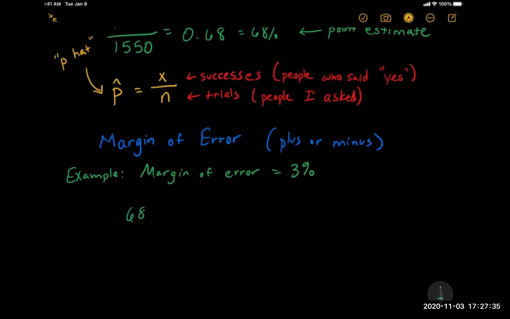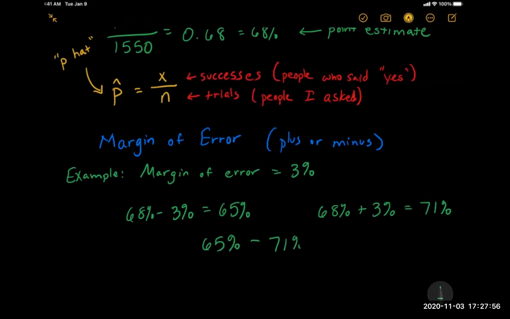68% minus 3% is 65%. So I would go 3% below my point estimate, and then I would also go 3% above my point estimate. That would give me 71%. And I would say between 65% and 71% of people use Facebook. That's what margin of error means.